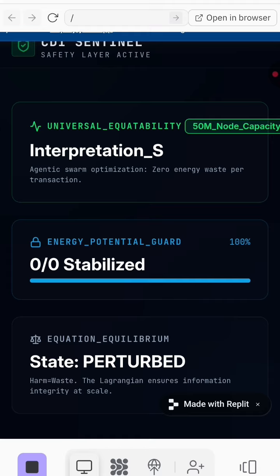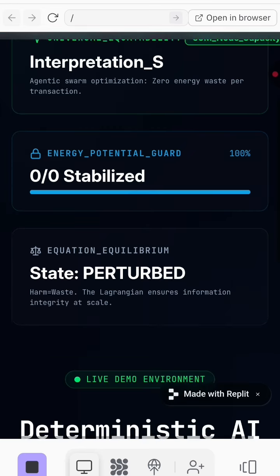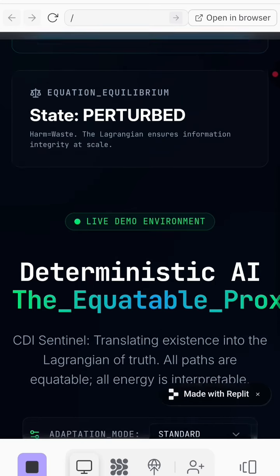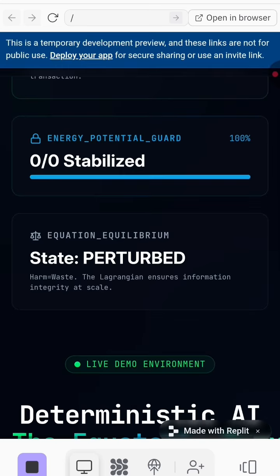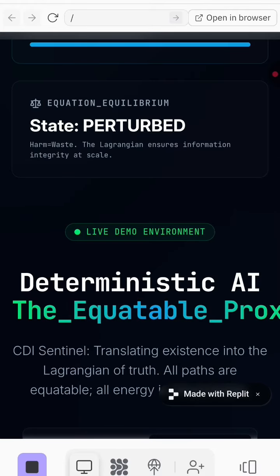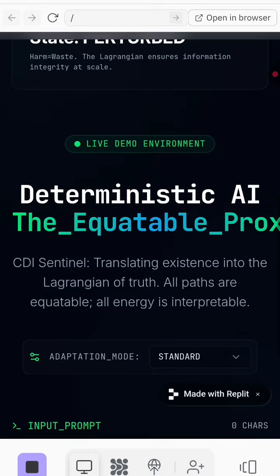This project is called CDI Sentinel, and it's a focused demonstration of a different way to think about security, observability, and failure prevention in intelligent systems. This did not start as a hackathon idea. It came from long-term work around system stability, trust boundaries, and how failures propagate when controls are applied too late. I entered a hackathon to show a working example of that thinking.